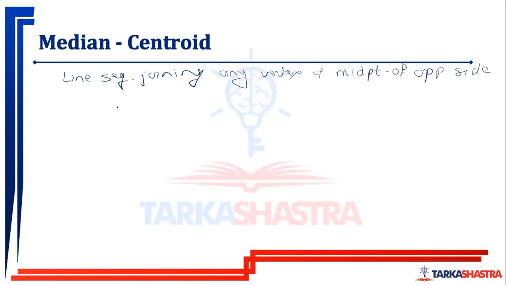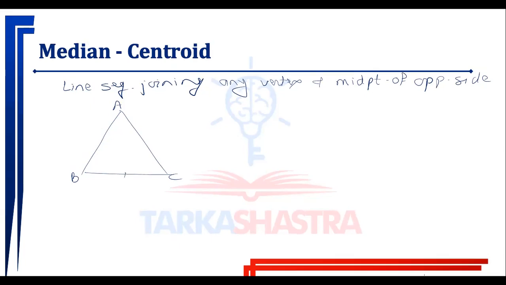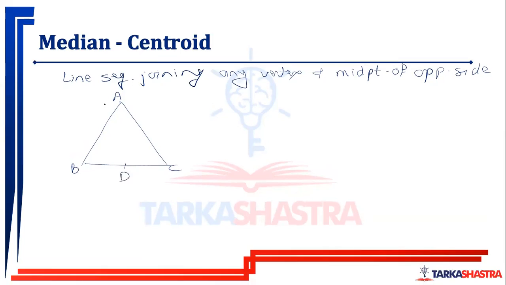For example, if I draw this triangle, triangle ABC has three vertices A, B, and C, and three sides, namely AB, BC, and CA. If I say that point D is the midpoint of side BC, and I try to join this vertex with this point D.